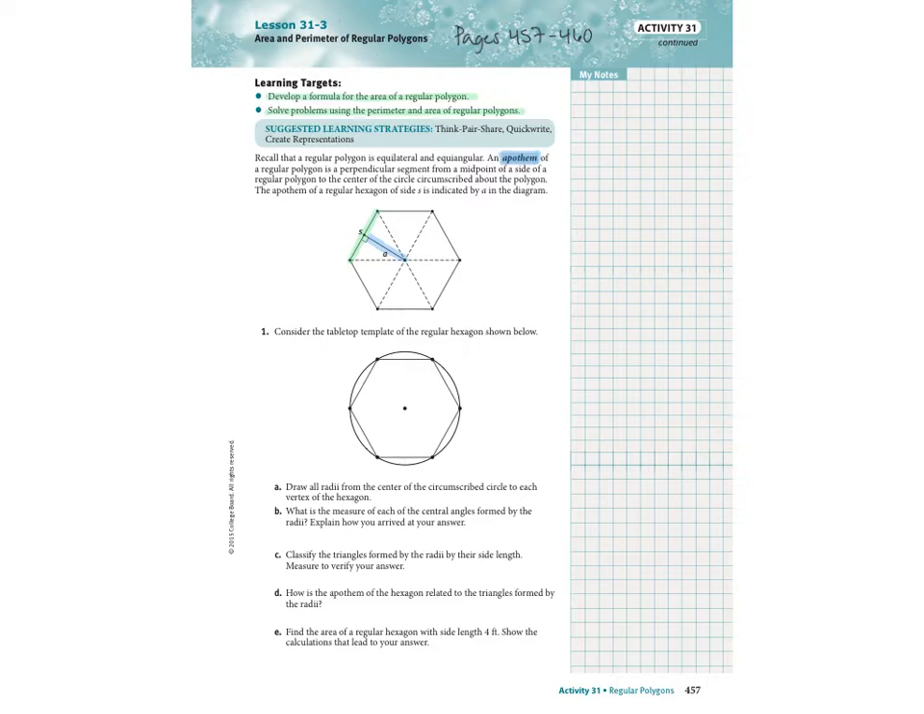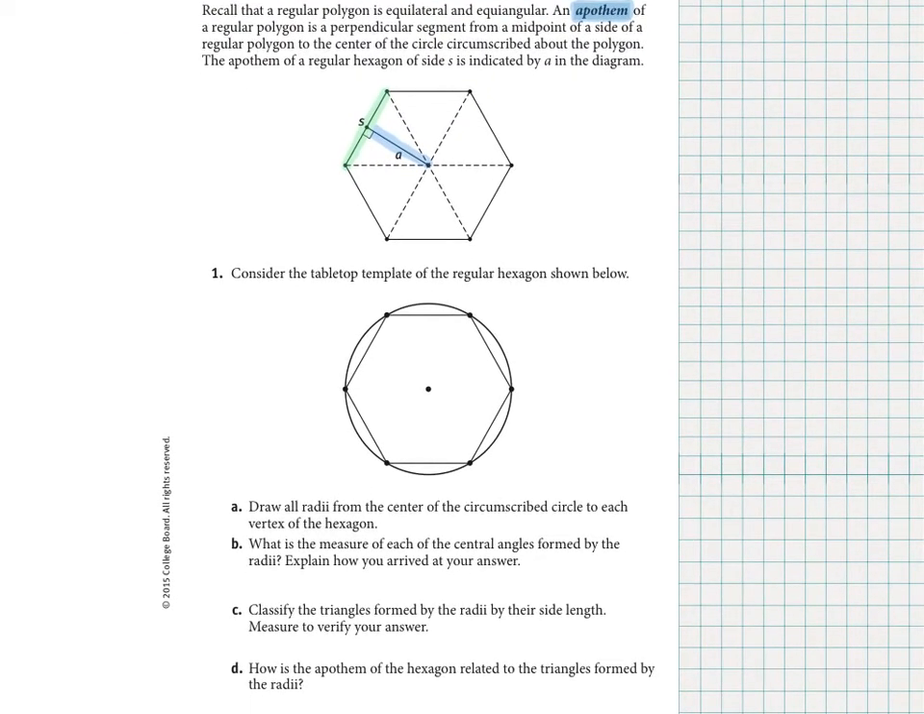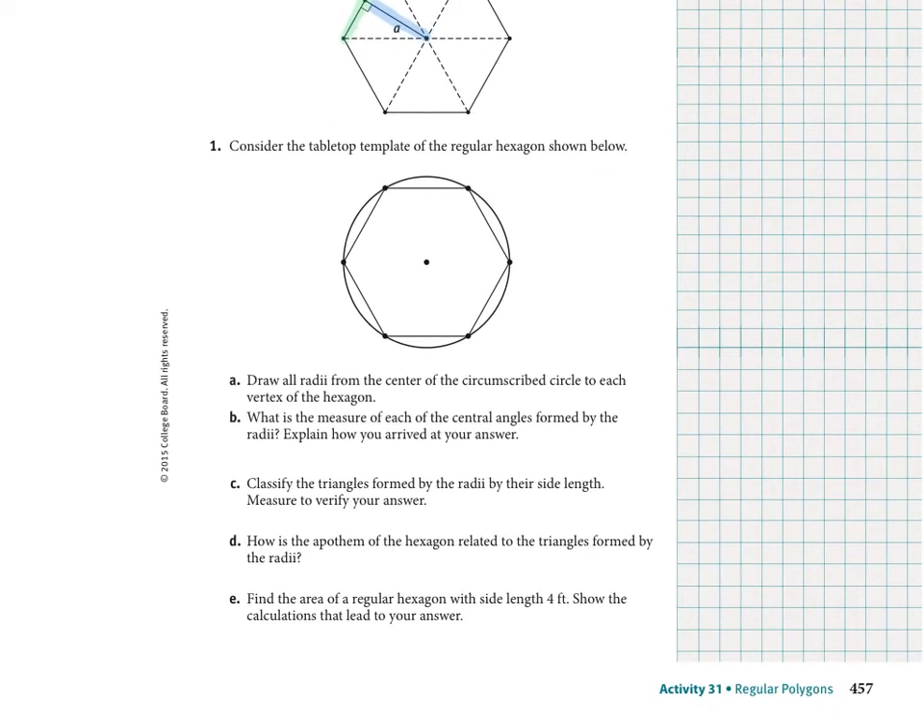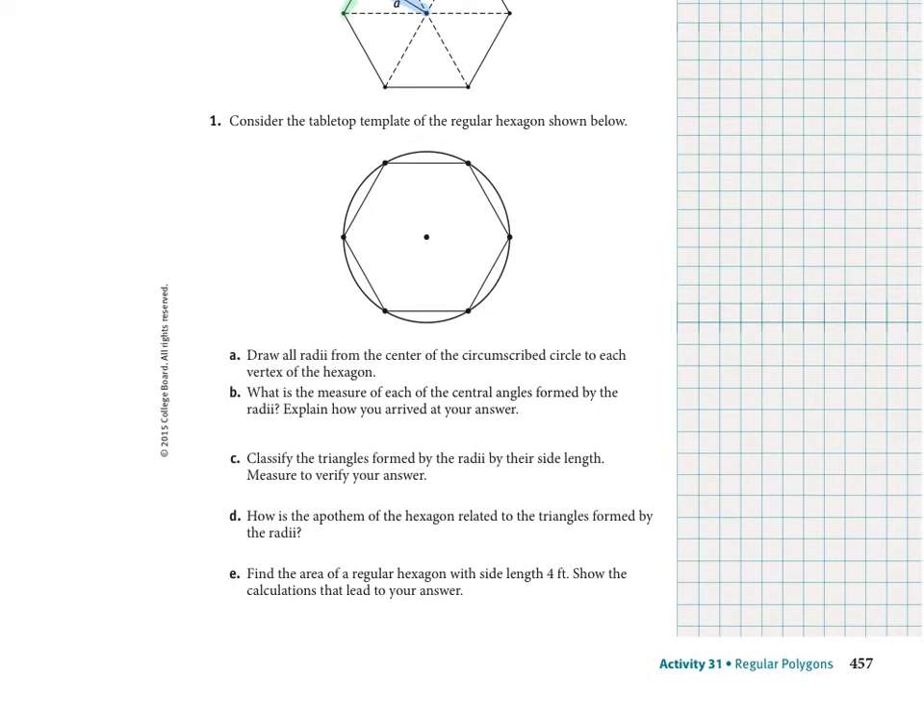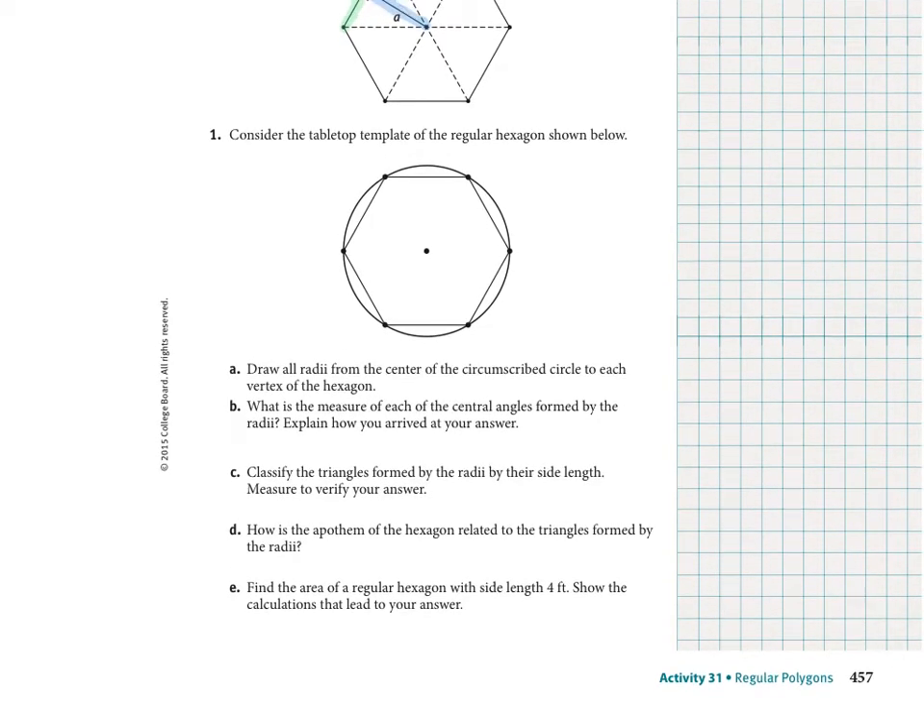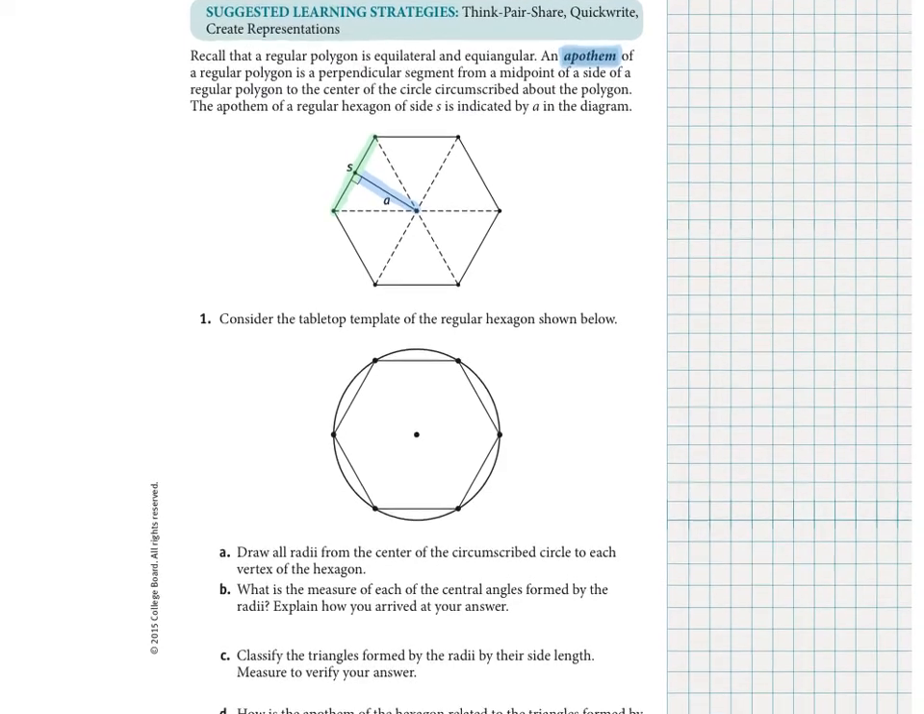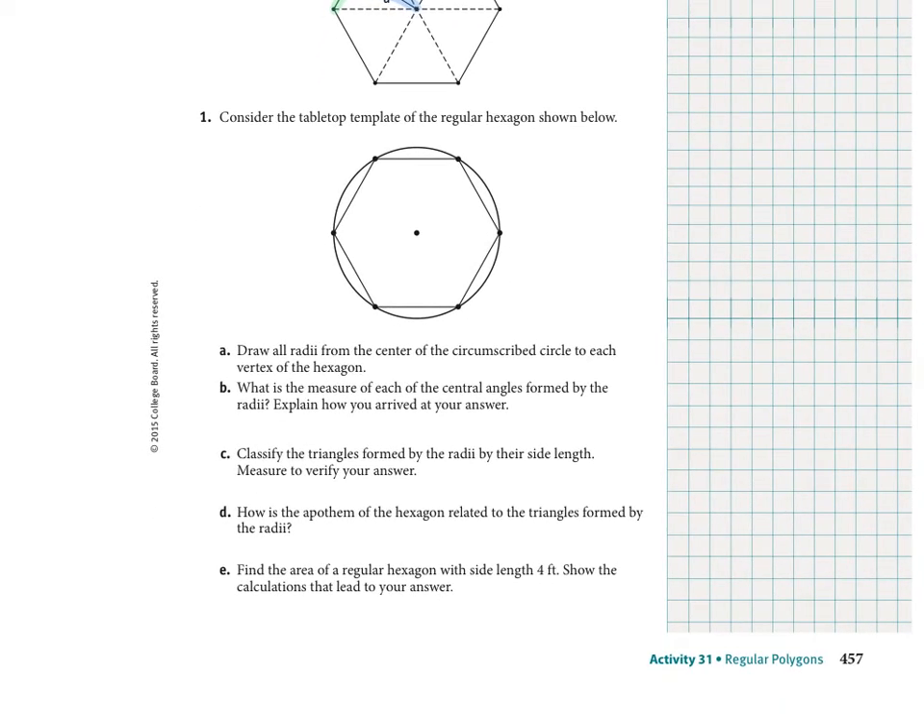If we keep scrolling down, we can now see we have a problem that we're going to approach with a regular hexagon, and we're considering it in a tabletop template. Like the picture above, part A is going to have us draw all radii from the center of the circumscribed circle to each vertex on the hexagon. So kind of just like above, those dashed lines we see on our polygon above, we're going to do that exact same thing here. So go ahead and connect your center to each of those vertices.